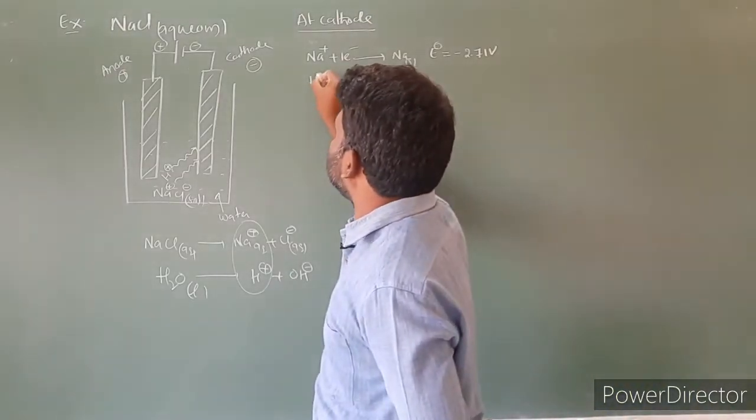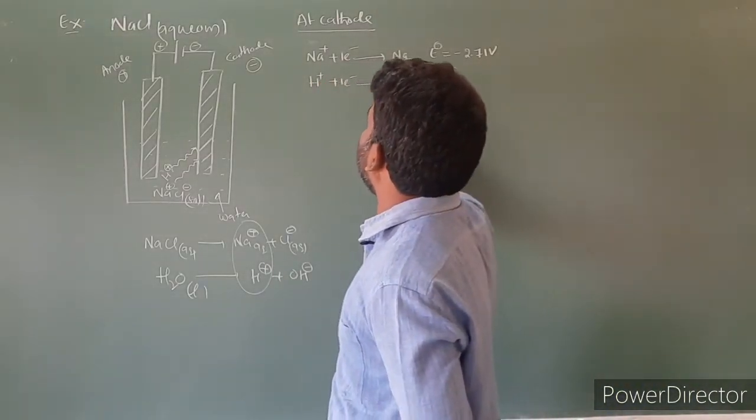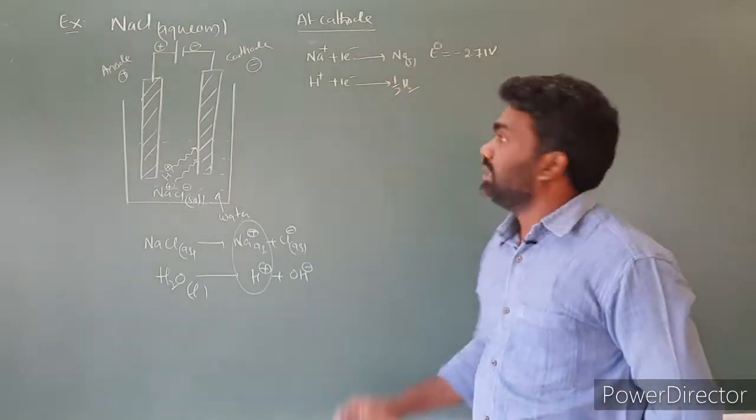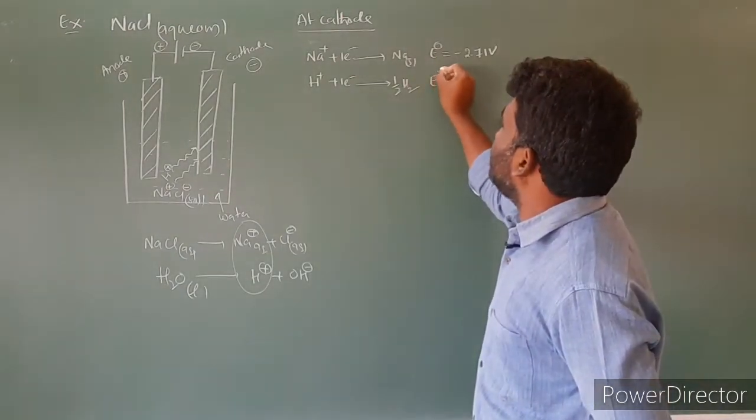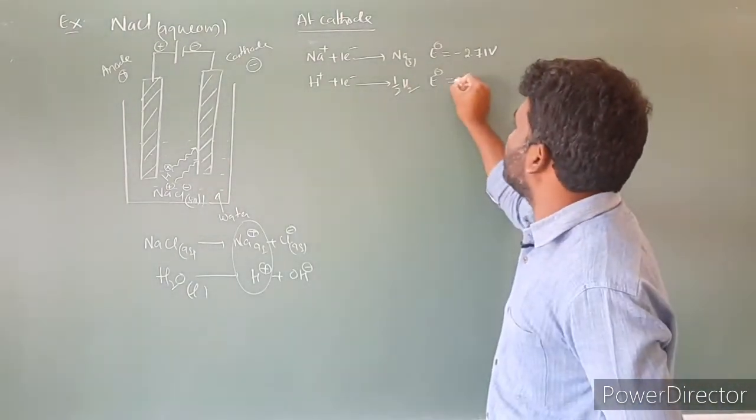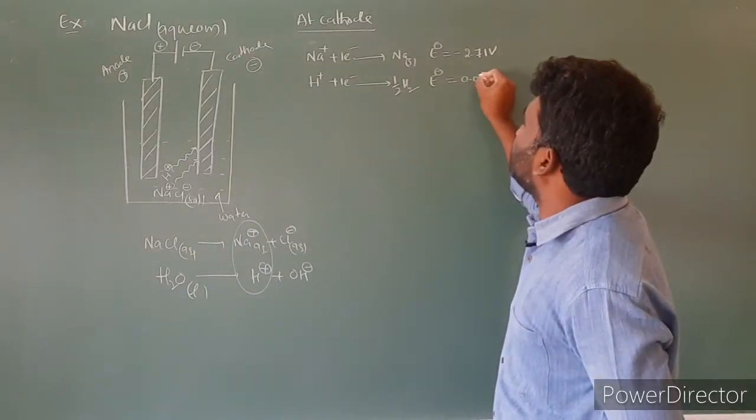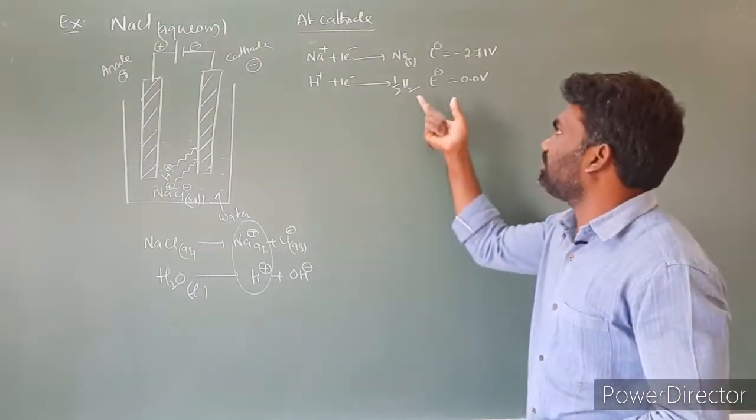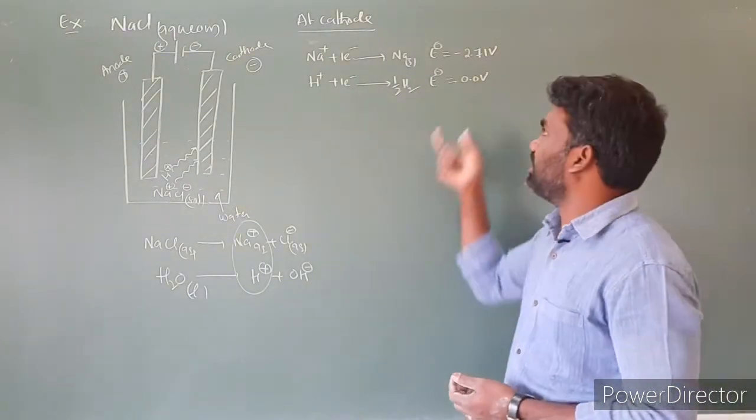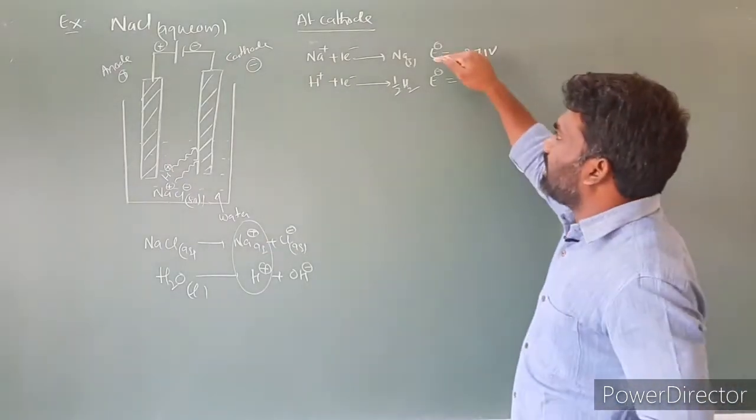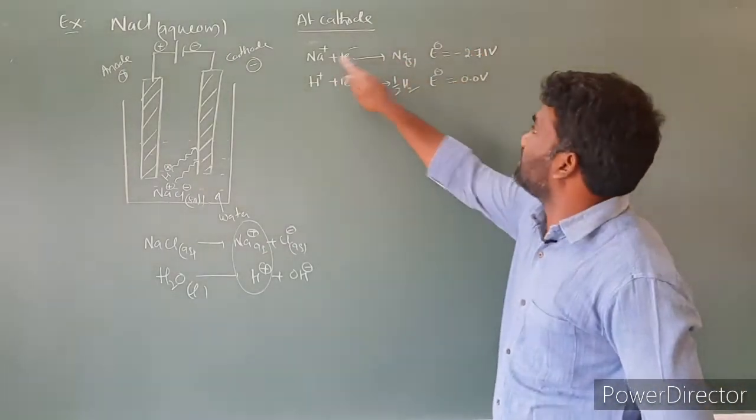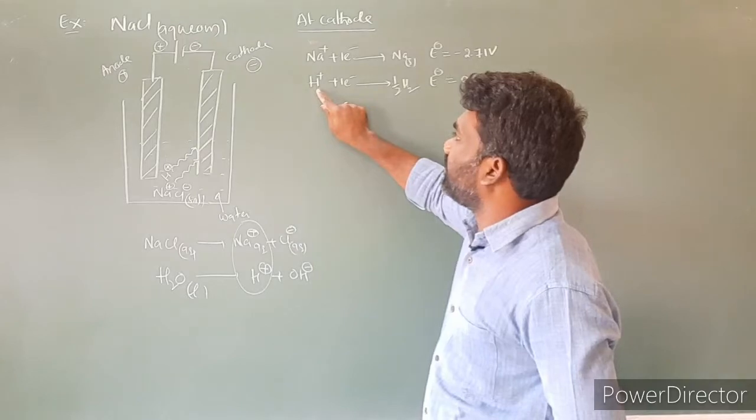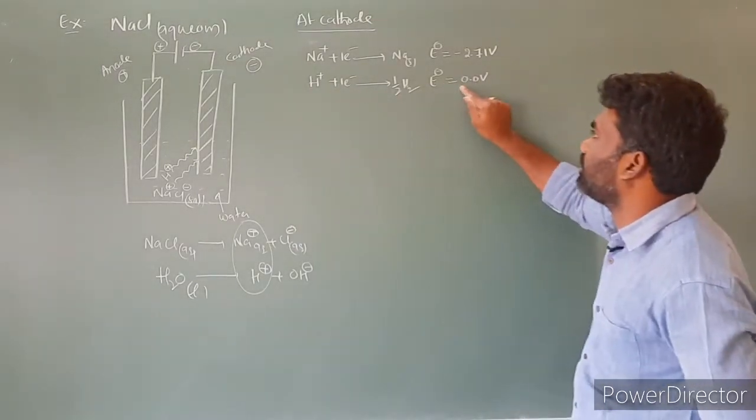And I am taking H+ plus one electron giving rise to half H2. The product is half H2. In this case, the standard reduction potential is equal to 0.0 volts. We are already very familiar with this: in the standard hydrogen electrode, the standard reduction potential of hydrogen is 0 volts. So Na+ has a standard reduction potential of minus 2.71 volts, and the other cation has 0 volts.